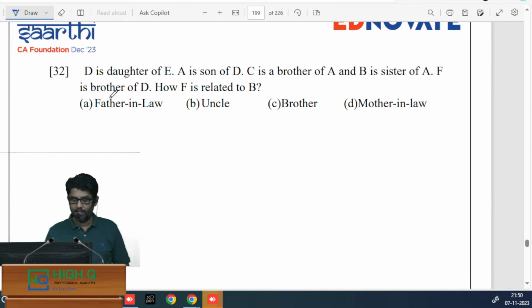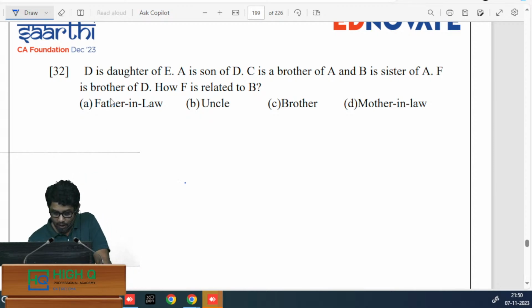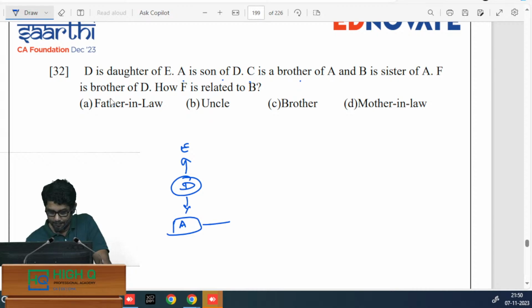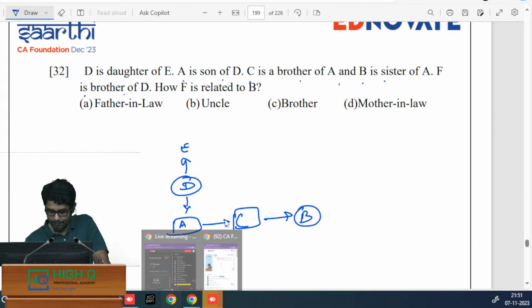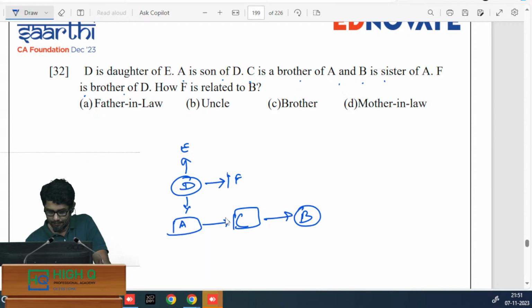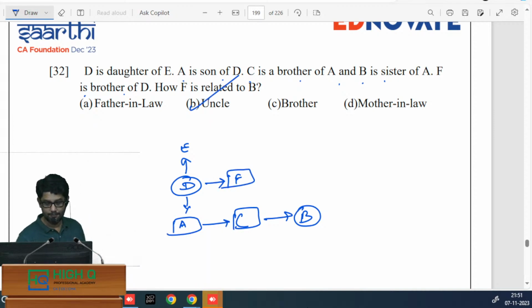Now, I think this one is simple, my dear. D is the daughter of E. A is the son of D. C is the brother of A, and B is the sister of A. F is the brother of D. How is F related to B? Uncle.